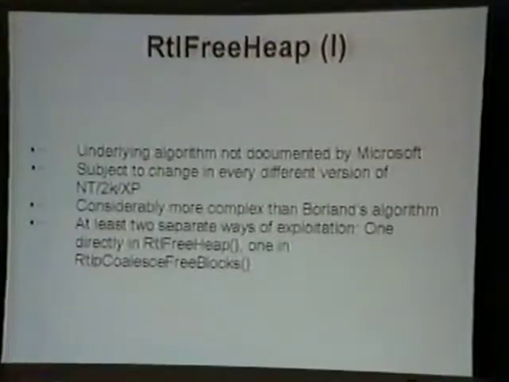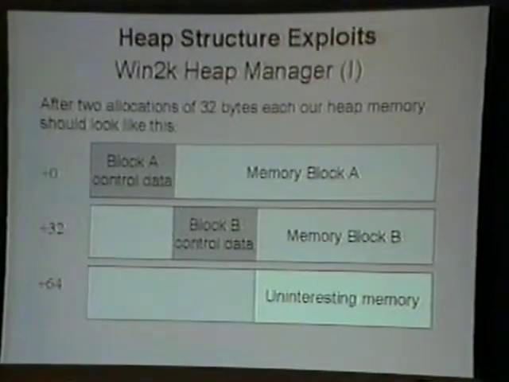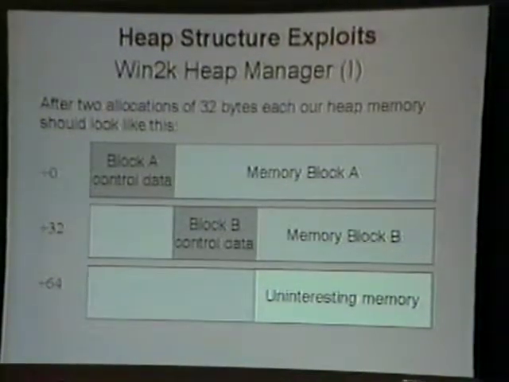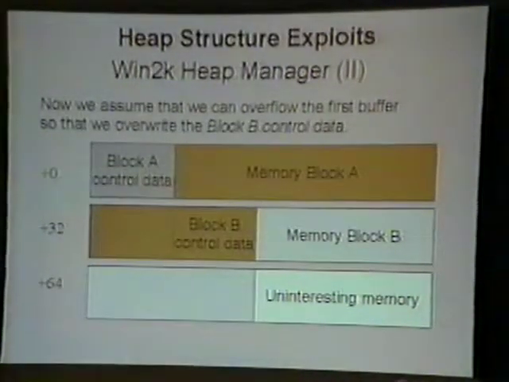Okay, that's an excuse. All right, there's two different ways of exploitation of buffer overruns in the Win2K heap manager. I'll just cover one. The other one is for exercise at home. So, in the Win2K environment, you have an 8-byte control block before every memory block. So, after two allocations of 32 bytes, we again have those two adjacent blocks with control blocks in between the two. And when we're now overriding control block B, we can play a few funny games.